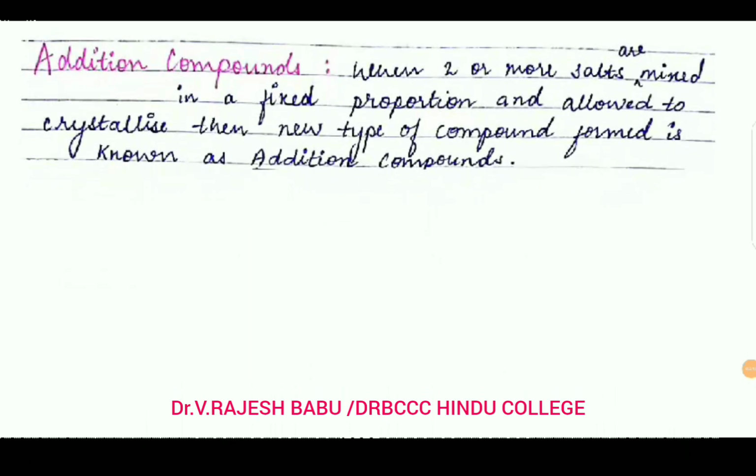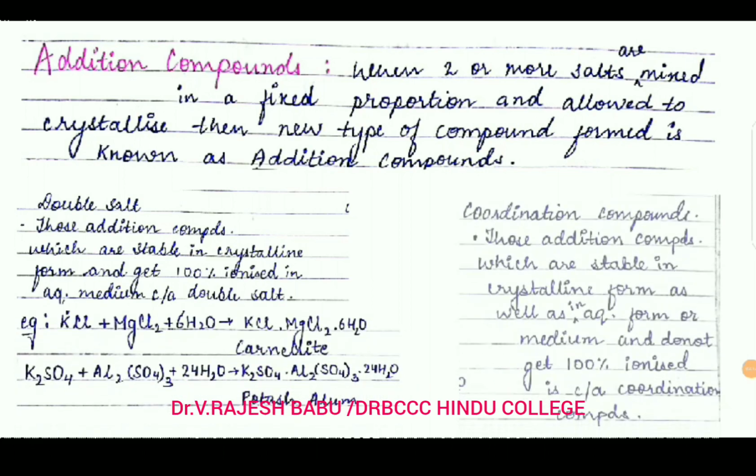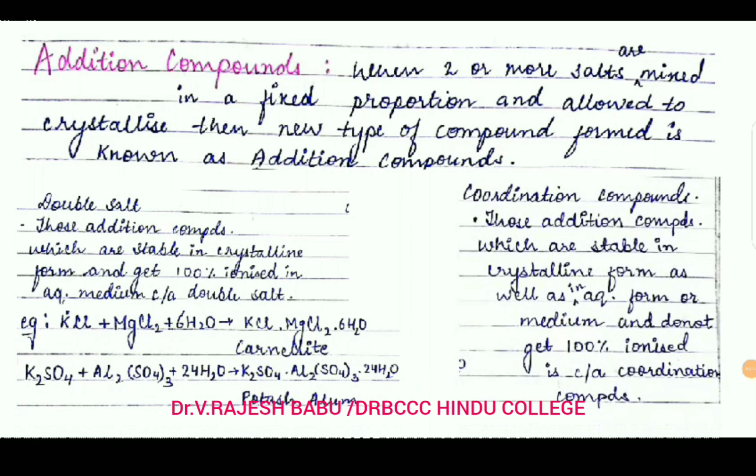So now we go to what is an addition compound. When two or more salts are mixed in a fixed proportion and allowed to crystallize, a new type of compound is formed, known as an addition compound. Clear? These are basically classified into two types: double salt and coordination compound.